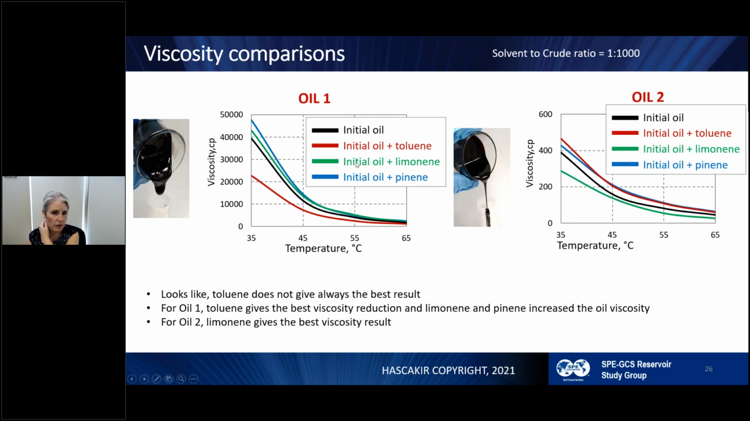As you can see, what we said initially, toluene is an extremely strong solvent. It has a high solvent power. Here, this is my initial oil viscosity, and with toluene addition, I'm decreasing the viscosity significantly. However, for this oil, I'm increasing the viscosity. So the mechanism of toluene is really different from oil to oil. When I check limonene and pinene, I see that even though for oil 1 toluene gives the best viscosity reduction, these two environmentally friendly ones are increasing the viscosity of oil 1. For oil 2, I'm seeing that limonene is really giving promising results and making this oil more movable. And again, limonene and pinene are edible, so they are extremely environmentally friendly chemicals.